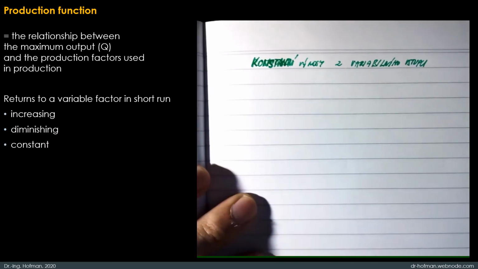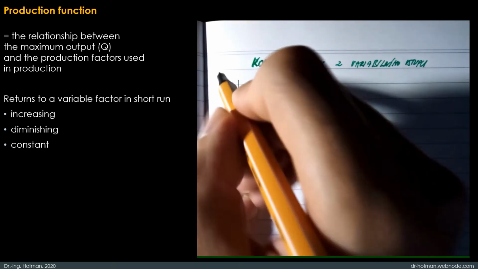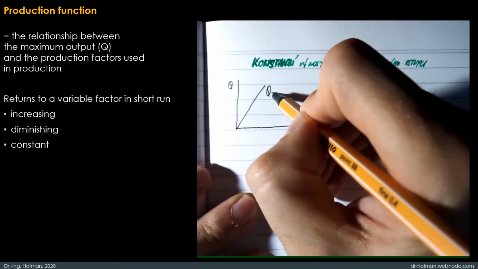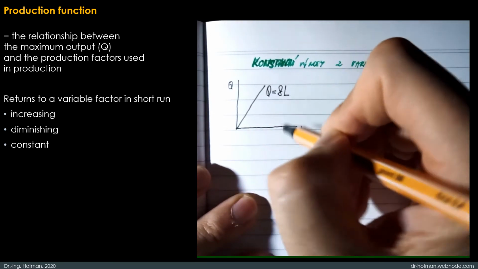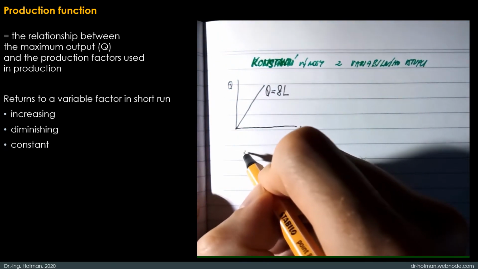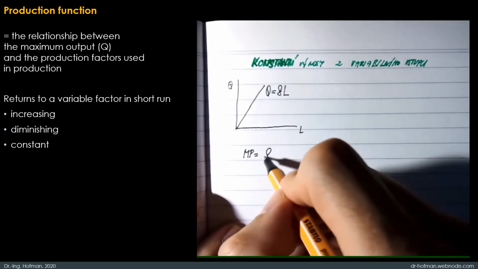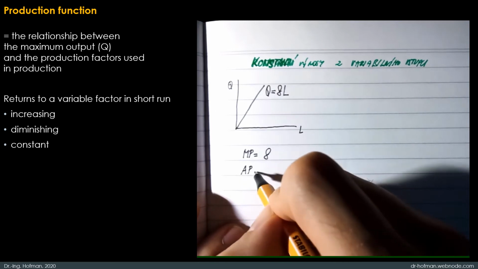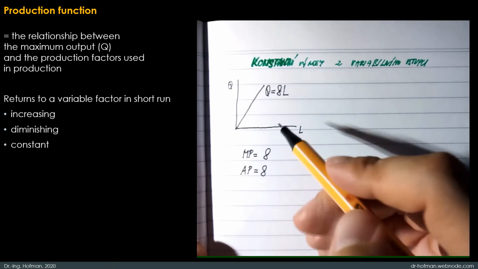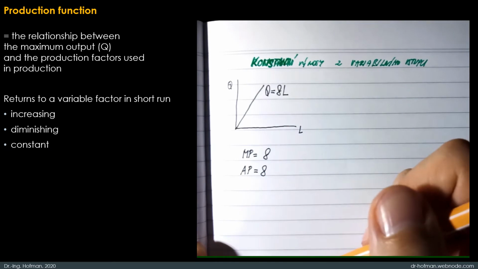Constant returns to a variable factor in the short run. L and Q axis again, where output is increasing steadily as it is a line, in our example represented by the function Q = 8L. Easy, we can calculate marginal and average products. Marginal product is the derivative. Since average product is just Q divided by L, the results are the same number.